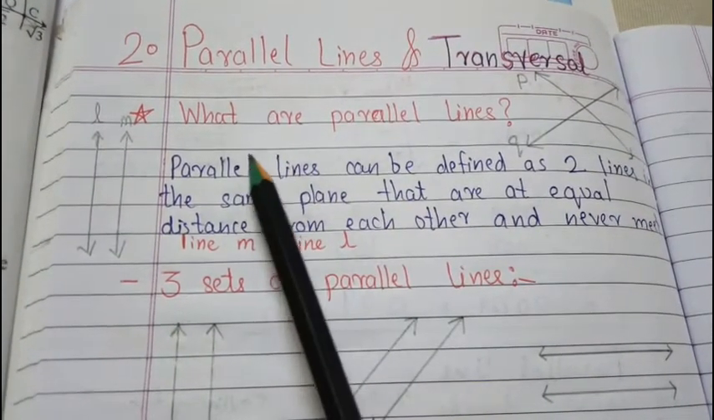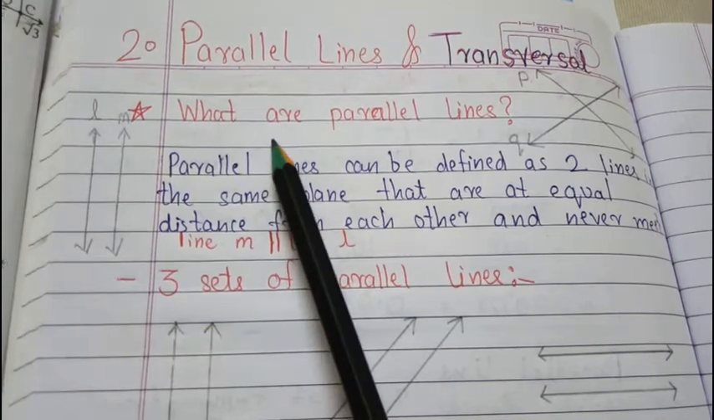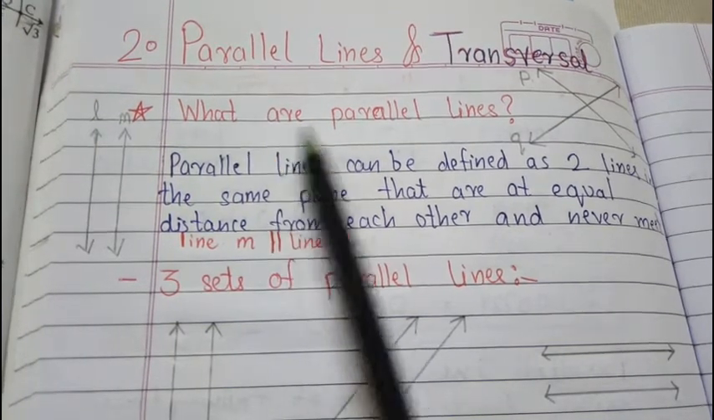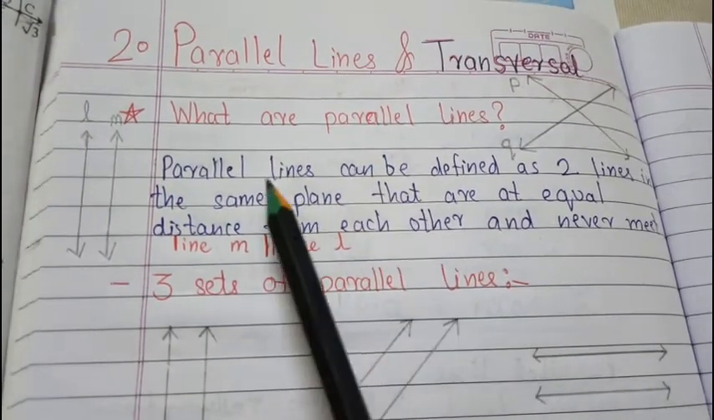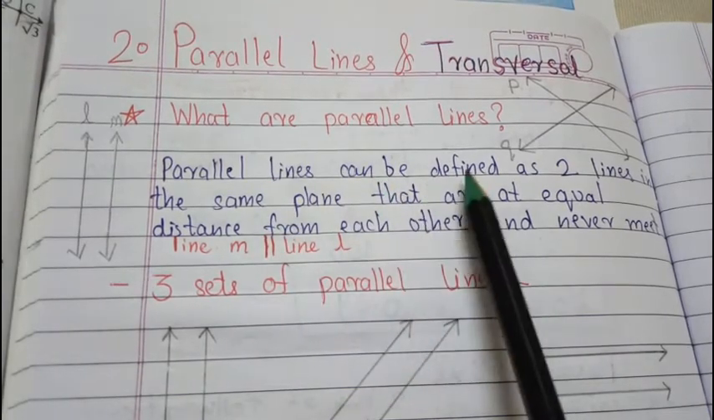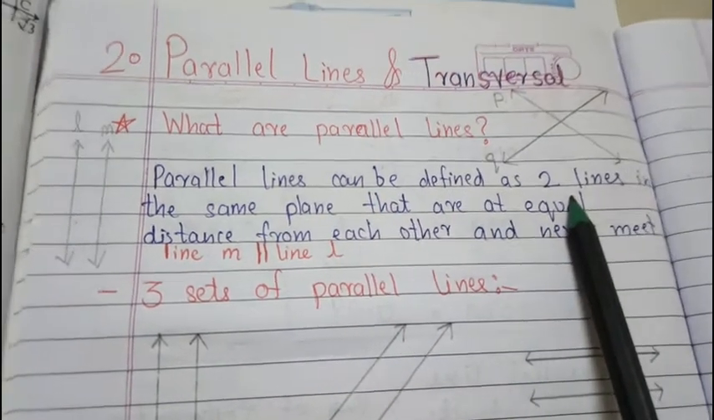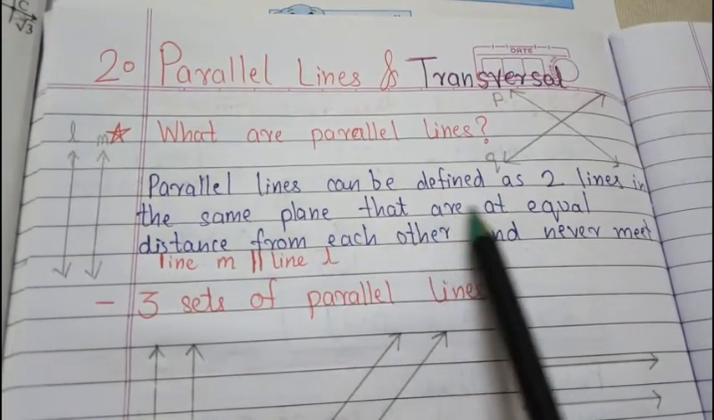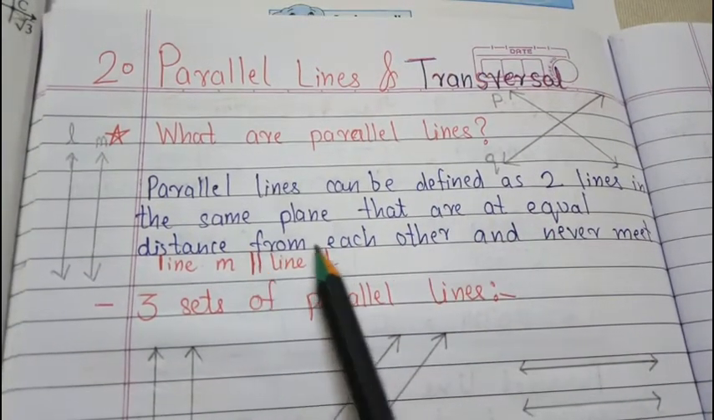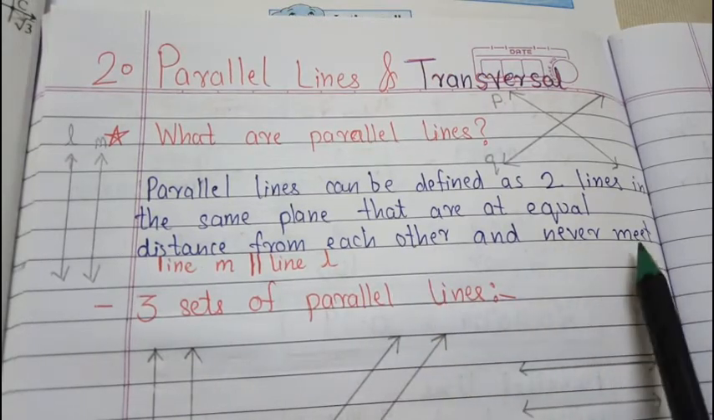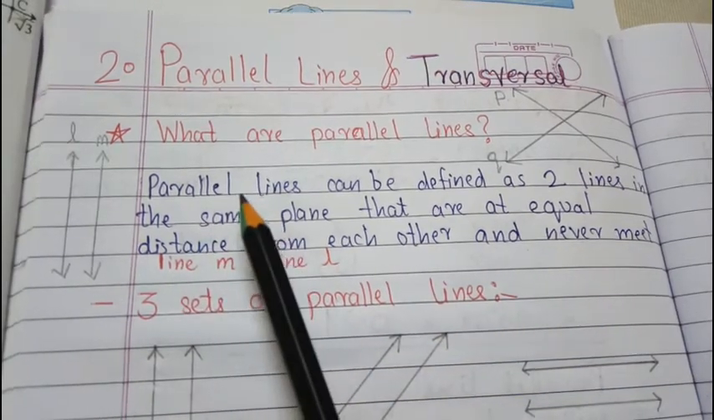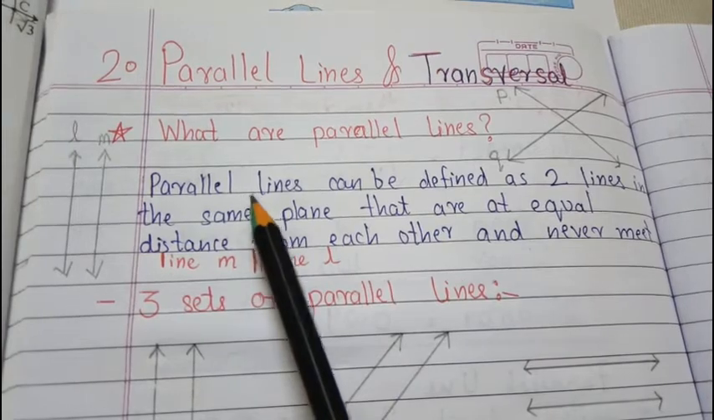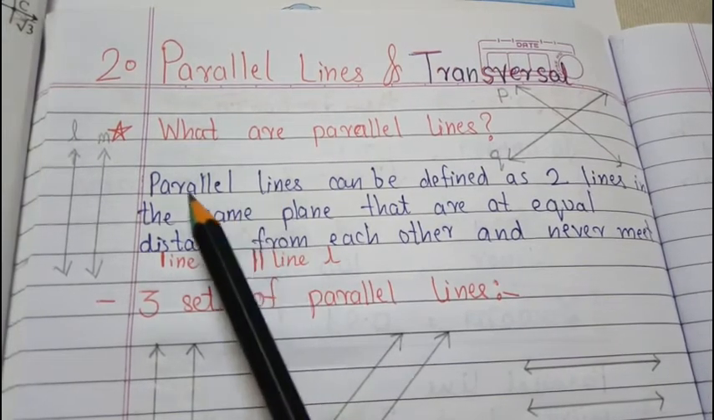Students, first let's learn about parallel lines. So what are these parallel lines? Parallel lines can be defined as two lines in the same plane that are at equal distance from each other and never meet. So what are the parallel lines? These are two lines, that means a pair of straight lines.